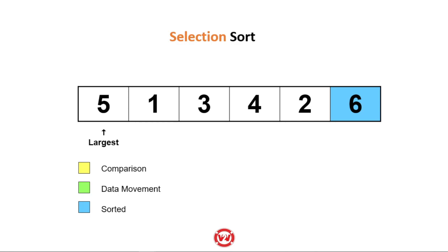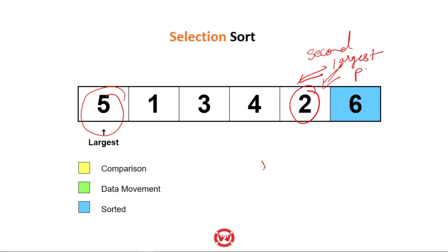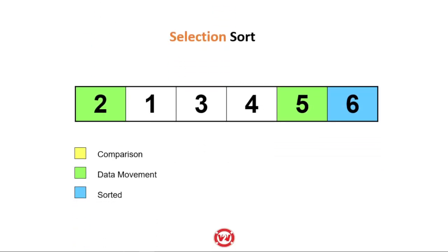But if we check here, we can see that 5 is the largest element. So when 5 is the largest element, I have to fix the location of 5. How do I fix the location of 5? Where is exactly 5 supposed to be? 5 is supposed to be at this position. So that means I have to swap 5 with this 2. So that is what I am going to do. I am going to put 5 in the second largest position. So, I'm swapping 2 and 5.